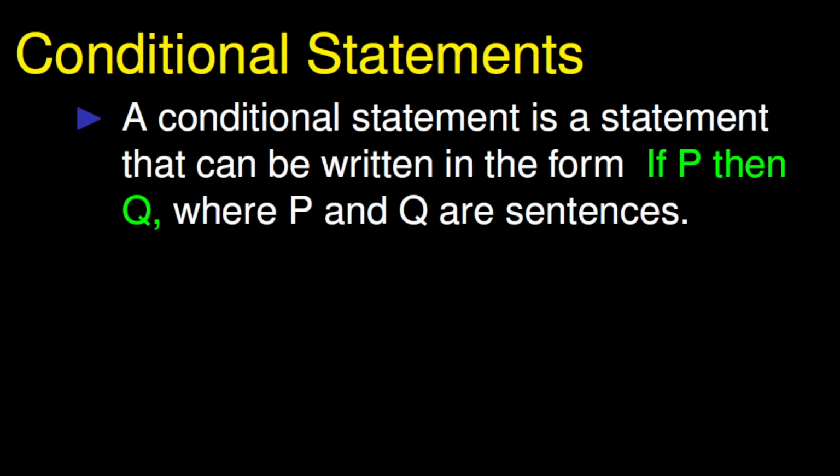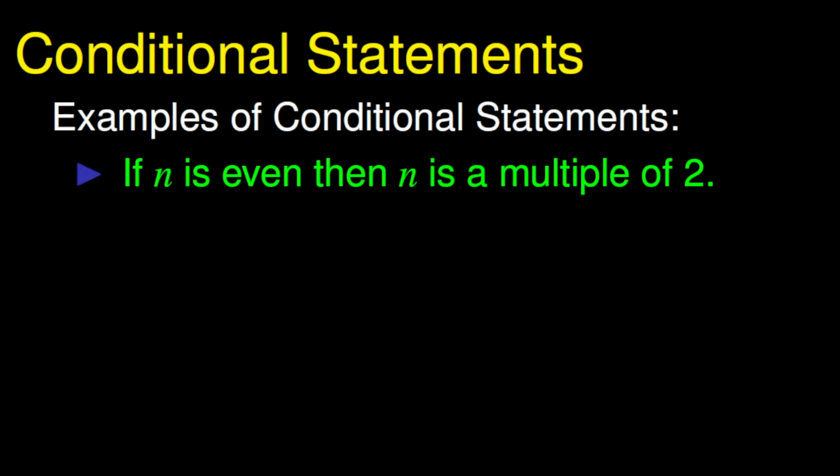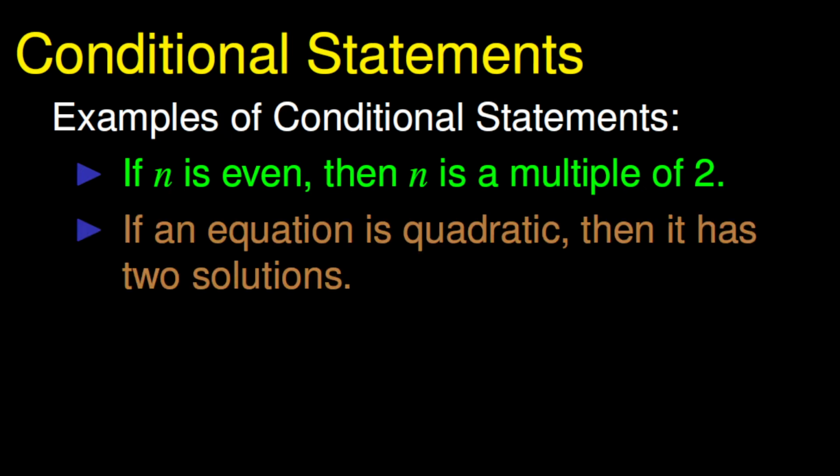A conditional statement is a statement that can be written in the form, if p then q, where p and q are sentences. Let us review some examples of conditional statements. If n is even, then n is a multiple of 2. This is obviously a conditional statement because it fits the definition. It has the form of if p then q, where p is n is even, and q is n is a multiple of 2.